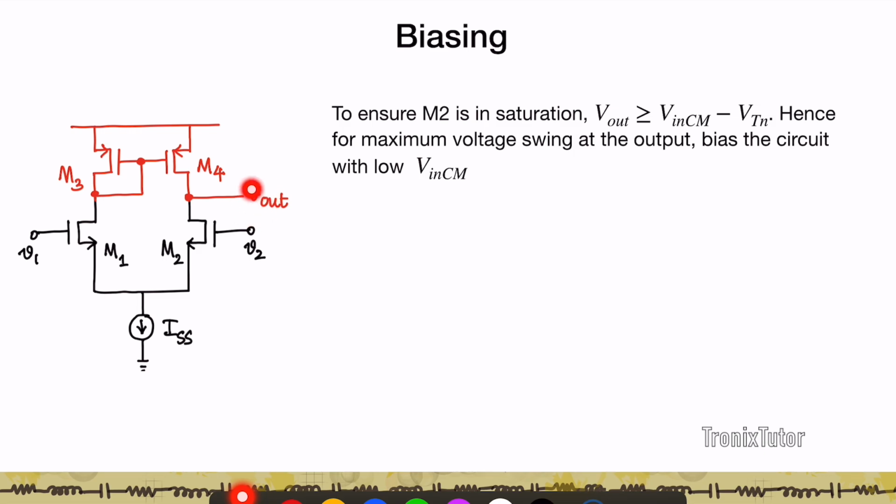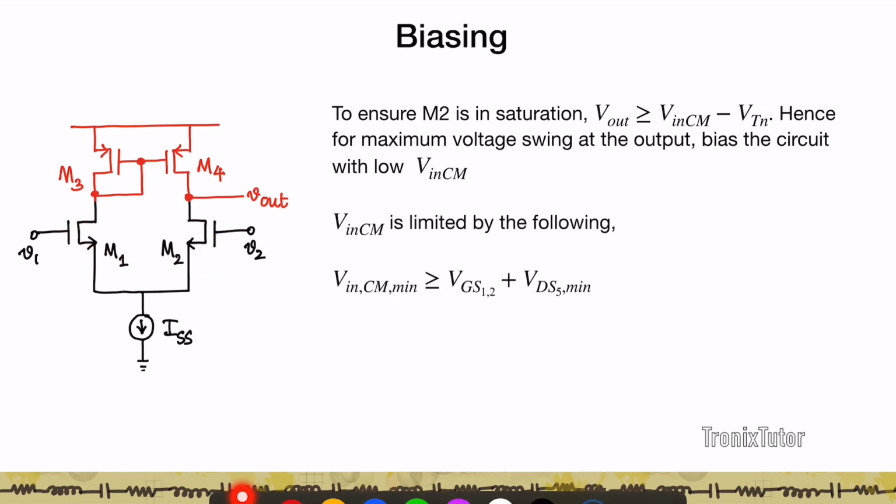And so if I want the swing at this output to be maximum, that means I want this term to be as low as possible, which means I want the input common mode voltage of the circuit to be as low as possible, right? So the lower the input common mode voltage, the higher the output swing I'm going to have.